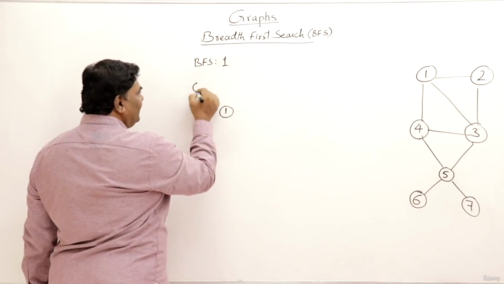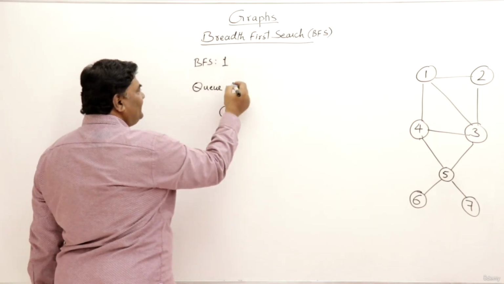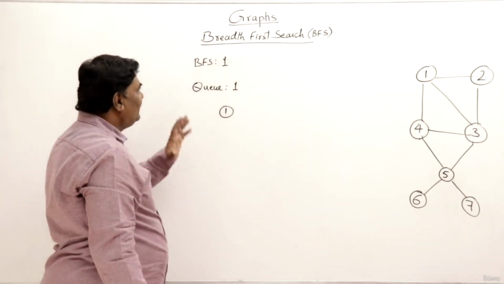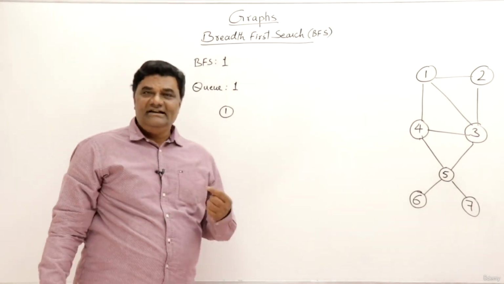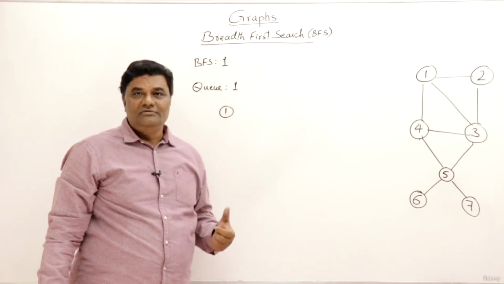Then I need one more thing. I need a queue data structure. So I will take a queue, and I will drop that 1 in the queue. This is the initial point. Select the starting vertex, visit it, and also drop it in the queue.